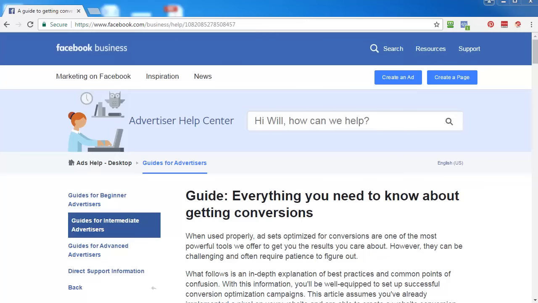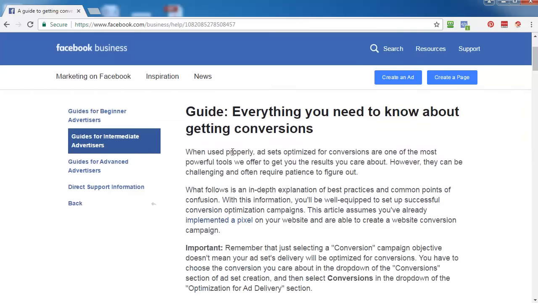I found something interesting when I was reading through some Facebook help pages on advertising and ads. It's a neat little guide for everything you need to know about getting conversions. It says when used properly, ad sets optimized for conversions are one of the most powerful tools we offer to get the results you care about. However, they can be challenging and often require patience to figure out. How true is that, right?